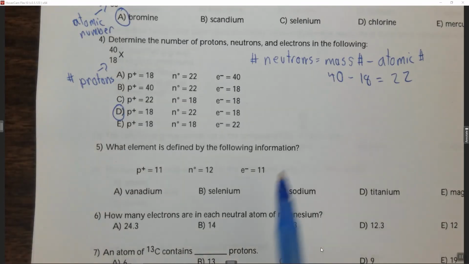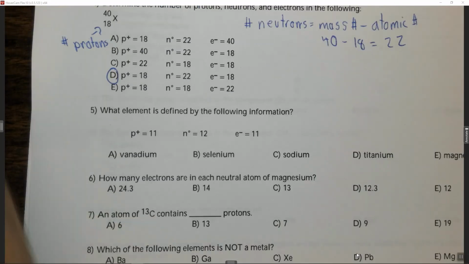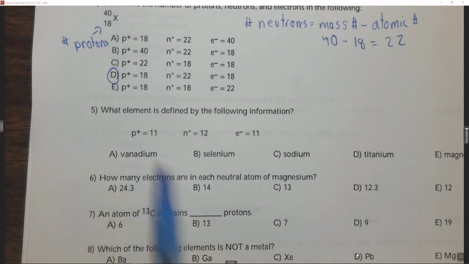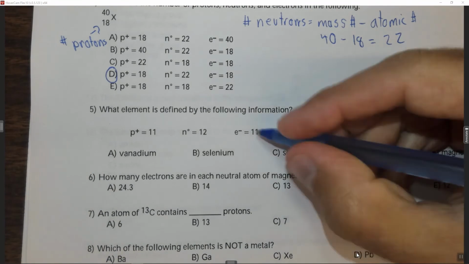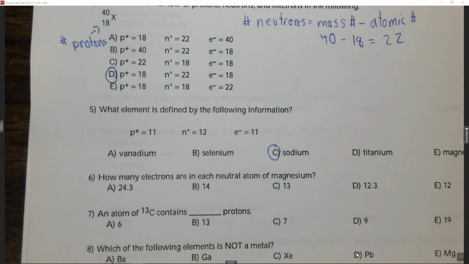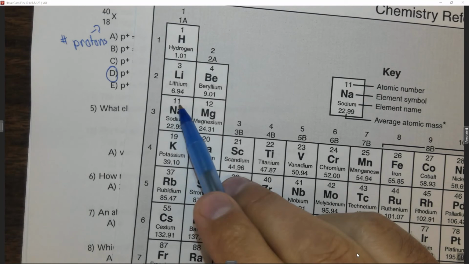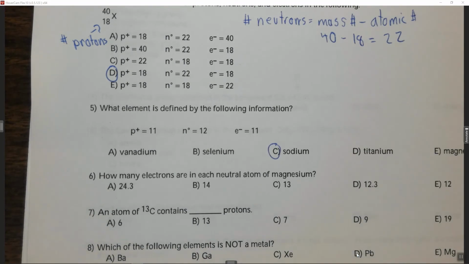It says, what element is defined by the following information? The piece of information that defines the element is the number of protons, which is also equal to the atomic number. So we find atomic number 11, which is 11 protons, and we find that this is called sodium. Note that the periodic table that I give you gives you both the names and the symbol. So number 11 is Na, called sodium. So if you get words, you get it, and if you have symbols, you can also get it.